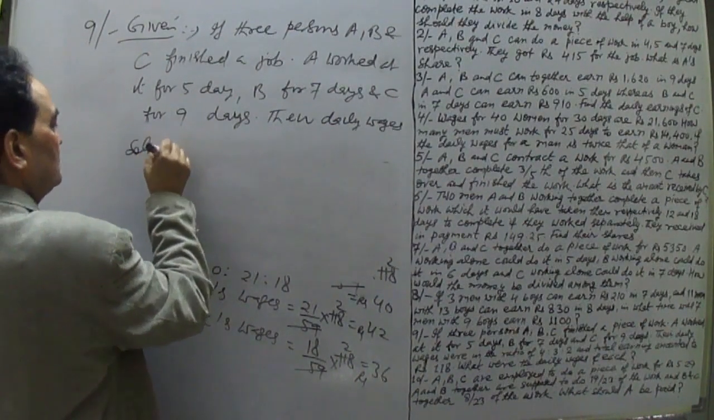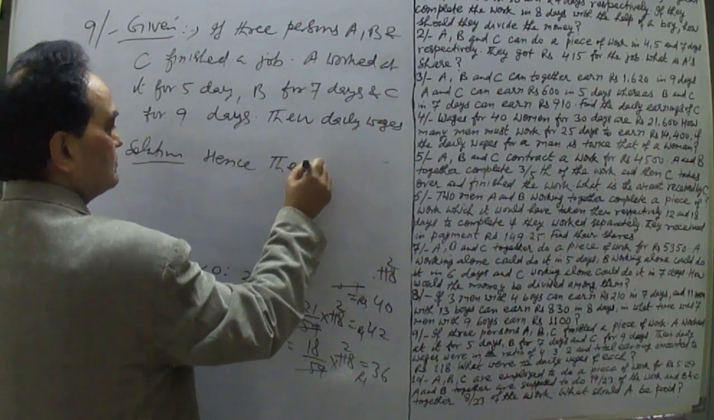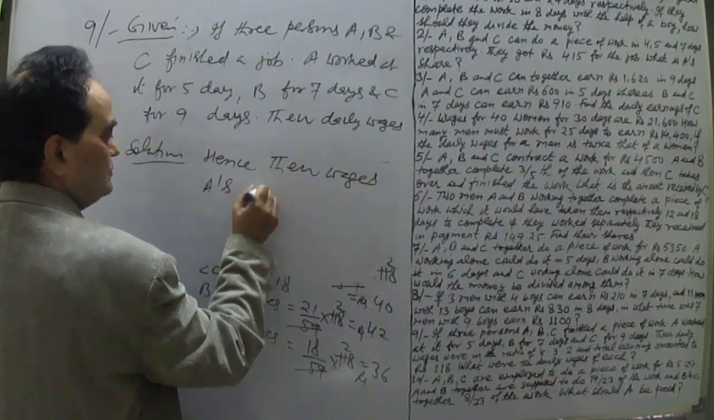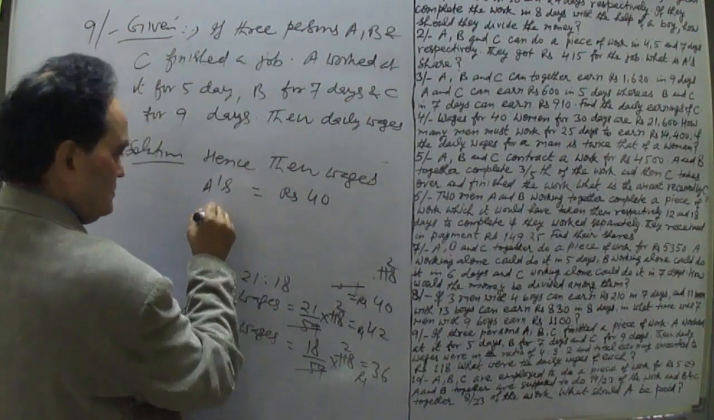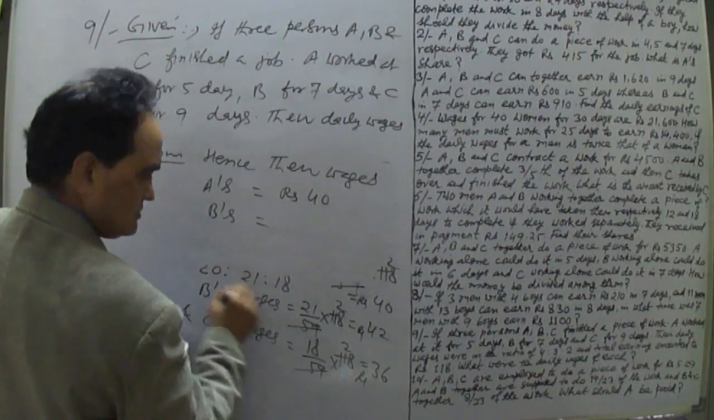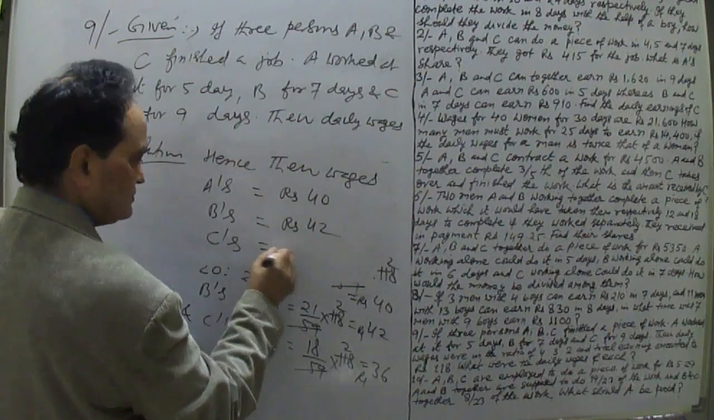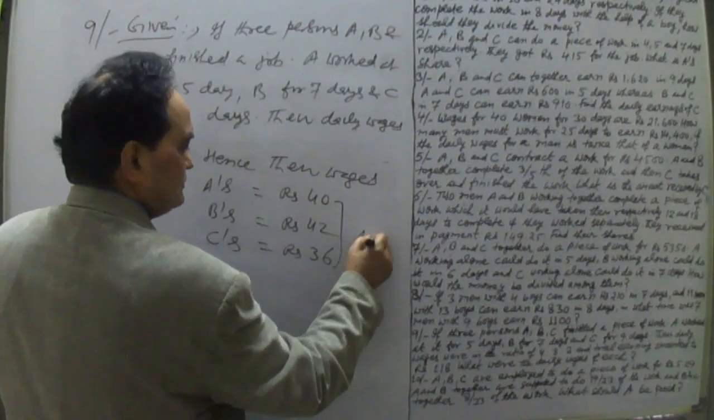This is the solution we were finding out. Let me write the answer then. Hence, their wages are: A's wages rupees 40, B's wages rupees 42, C's wages equal to rupees 36. These are the final answers, the three wages of each person.